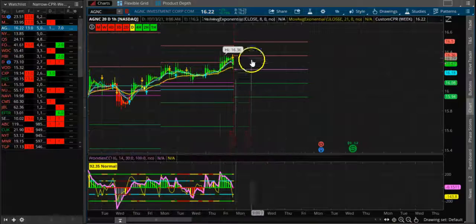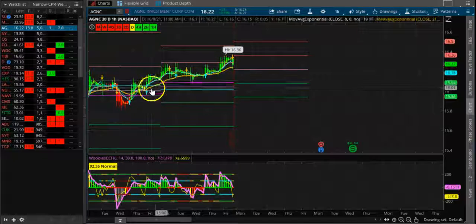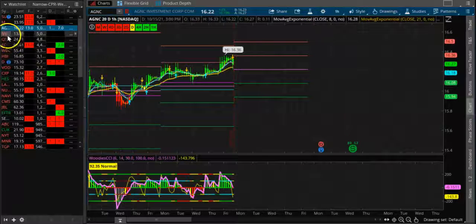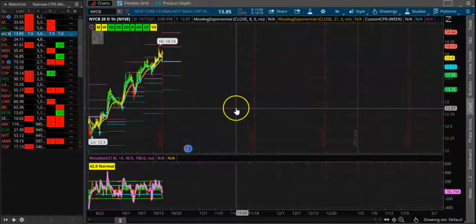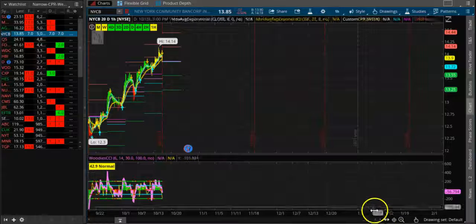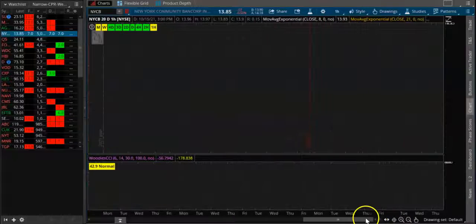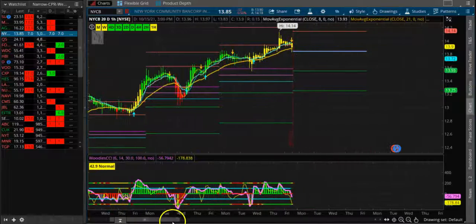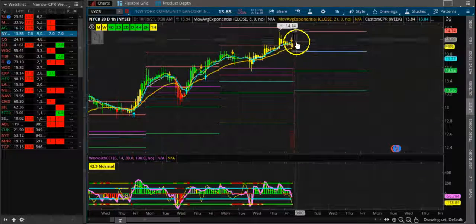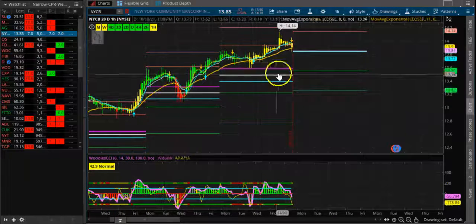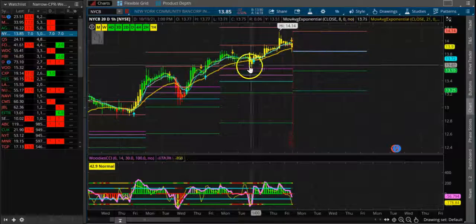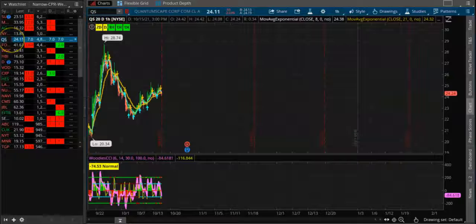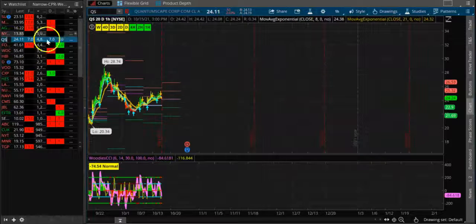Now here, next one, AGNC. This also has a narrow CPR. It has 2 uptrending CPRs, so this stock is in a good uptrend. One more, which is NYCB. This is a weekly CPR, and you can see that it's an uptrend. The stock is uptrending, so this is a good stock to play for swing trading for a couple of days.